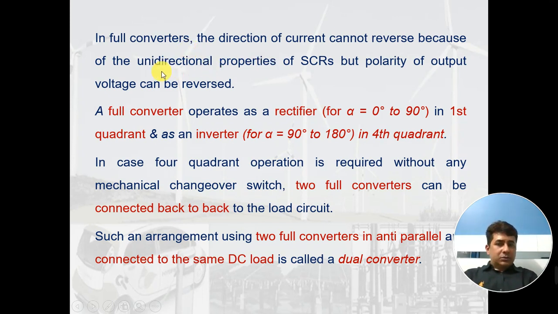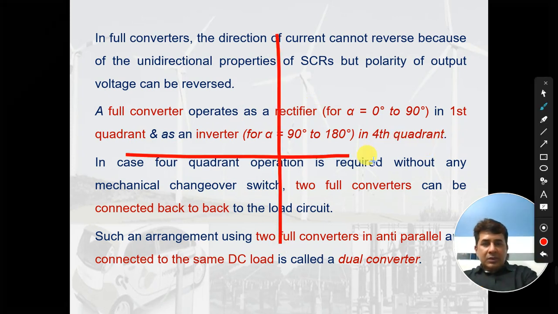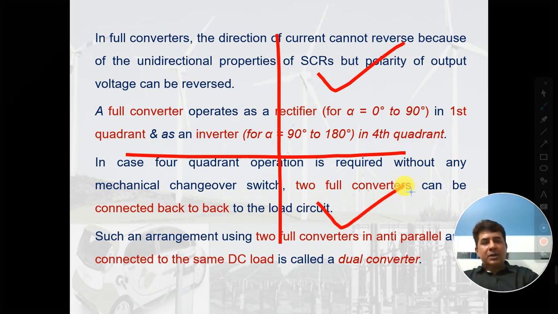Now, for whatever the value of alpha, the current will be unidirectional. Why? Because the switches used, which are SCRs in this case, are unidirectional. So if the switches are unidirectional, the current is going to be the same. That means for any full converter, we can get operation over two quadrants: one is the first quadrant and the second is the fourth quadrant. That means either we can get operation here or here.